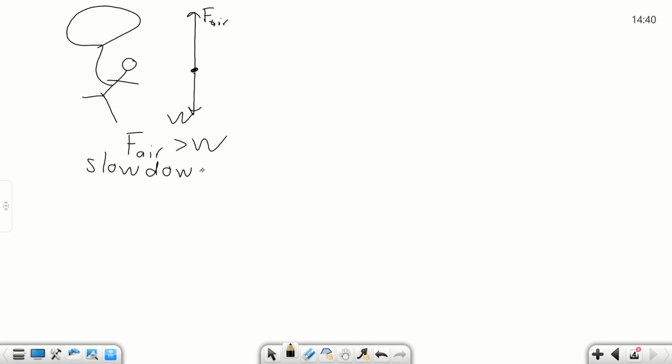Okay? The thing is, I'm still going down velocity-wise, most likely. I mean, it's possible that it could reverse your direction and bring you back up for a moment. But again, we're not getting too technical with this. It's just that it would slow you down.